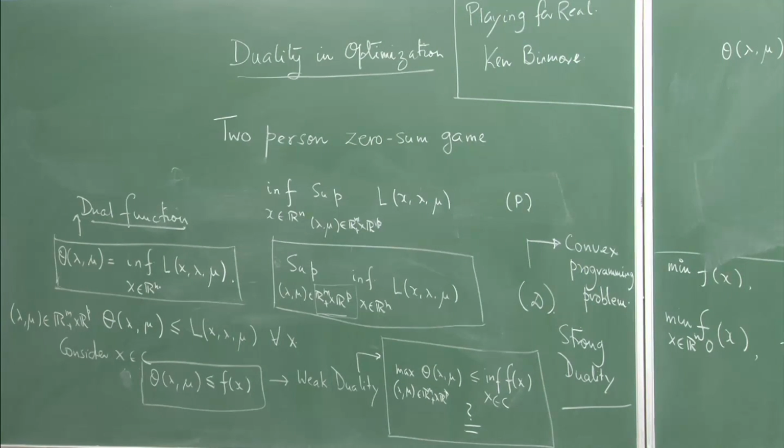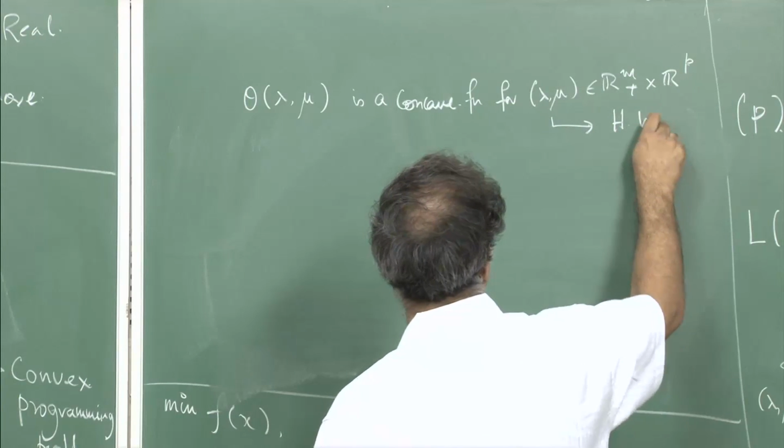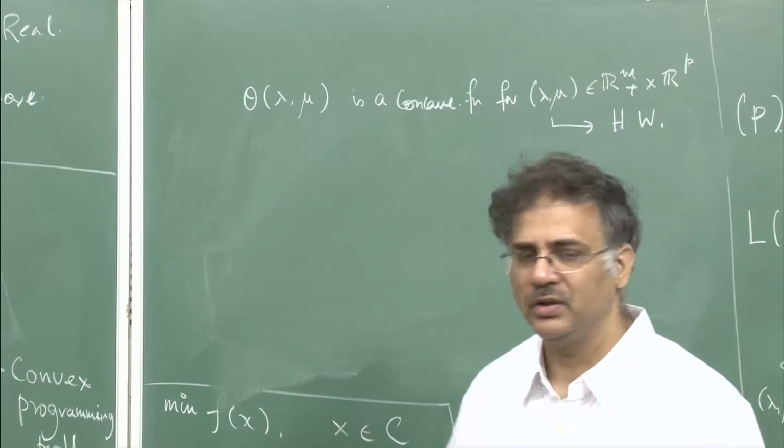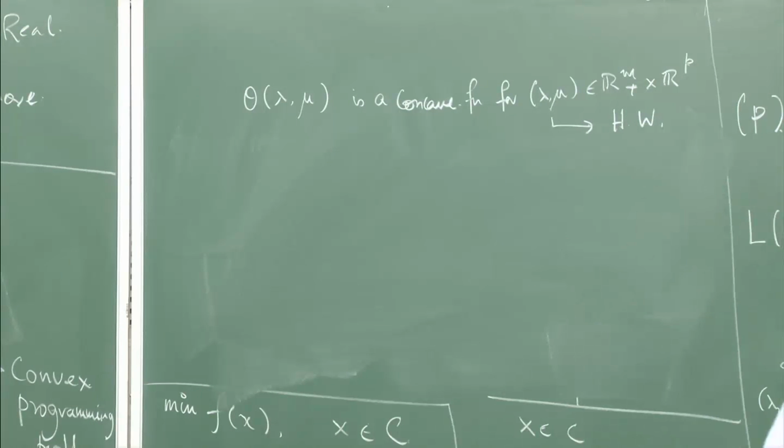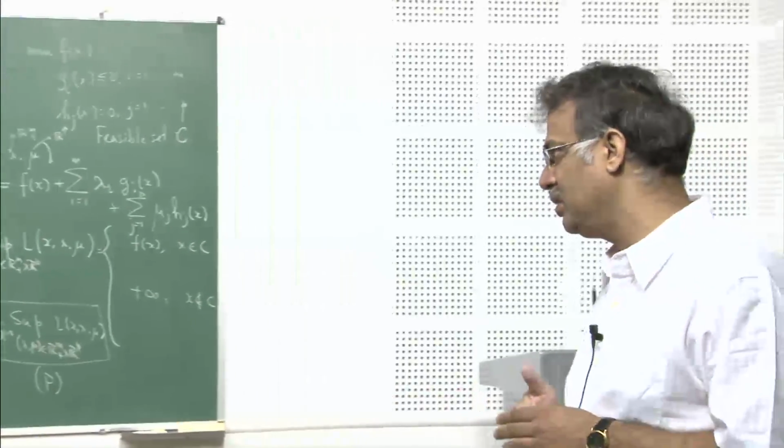This is something you take as a homework. HW is shorthand for homework, as always. Now, what I want to stress is that here comes the first advantage of thinking about the dual problem: we have a convex optimization problem whose solution provides me the lower bound to the solution of the original problem.